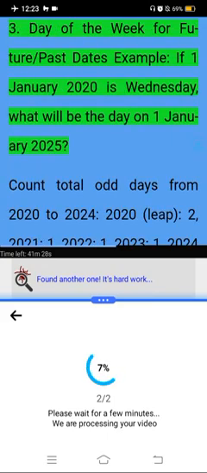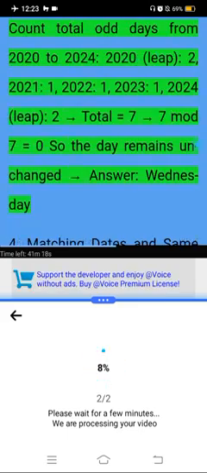3. Day of the week for future and past dates. Example, if the 1st of January 2020 is Wednesday, what will be the day on the 1st of January 2025?